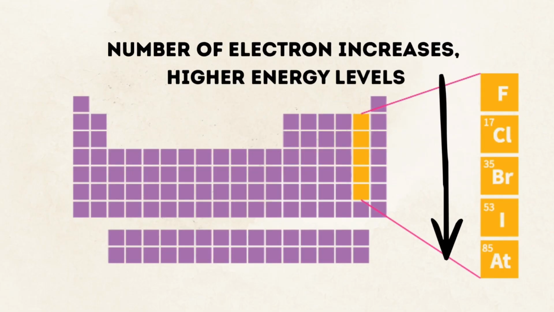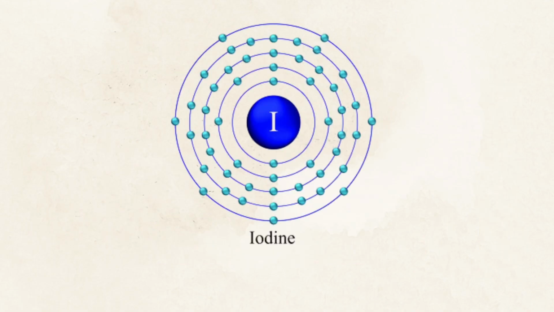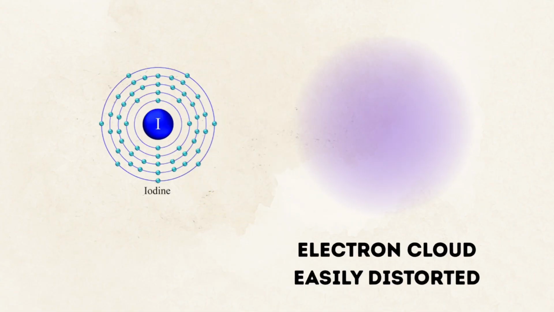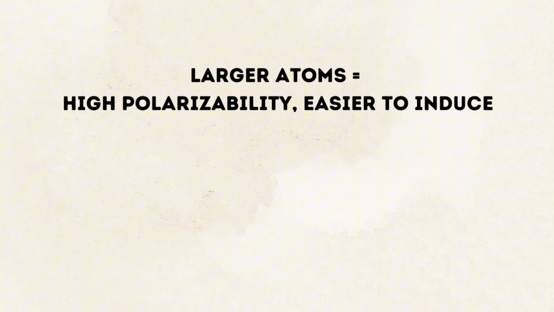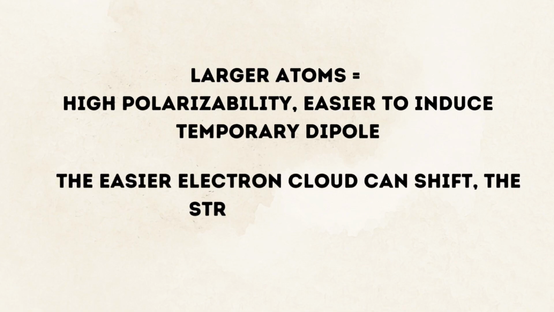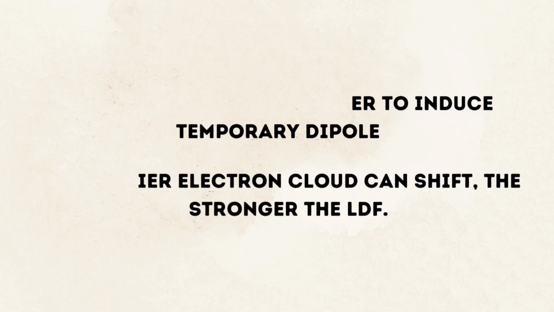However, as we move down a group in the periodic table, for example from fluorine to iodine, the number of electrons increases and they occupy higher energy levels further from the nucleus. Because these outer electrons are shielded by inner shells, the nucleus has a weaker hold on them. This results in a large diffuse electron cloud that is easily distorted. We say these larger atoms have high polarizability, meaning a temporary dipole can be induced much more easily. The more easily the cloud can shift, the stronger the resulting London dispersion forces.